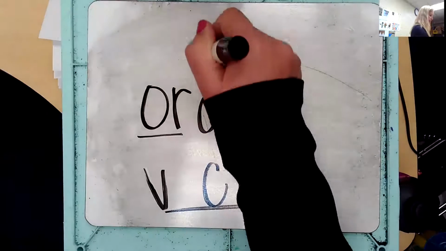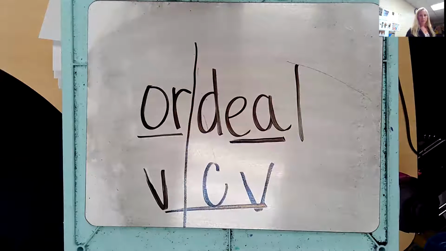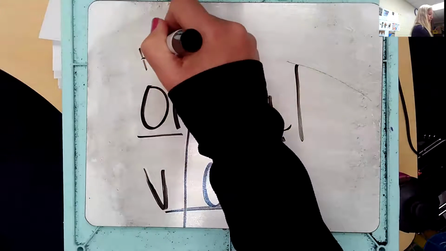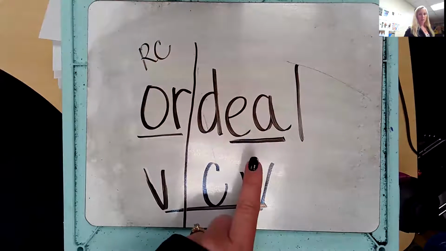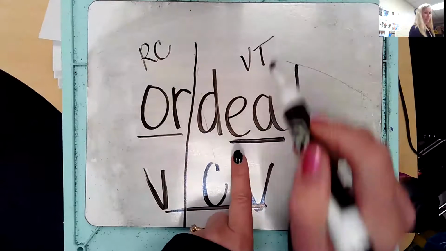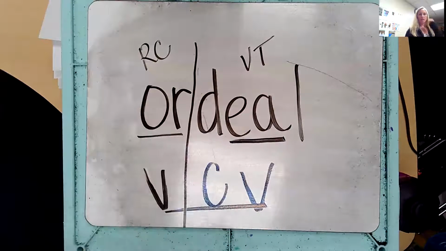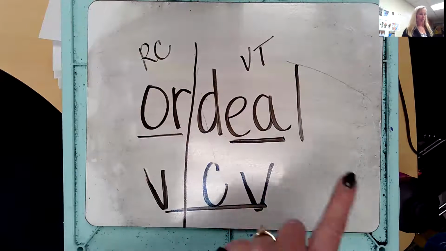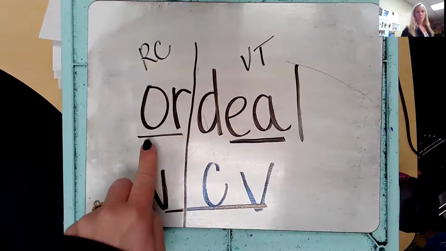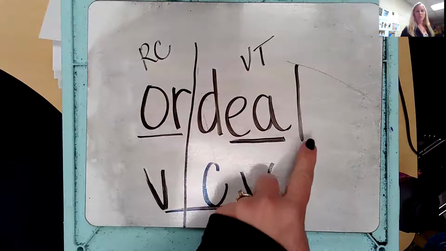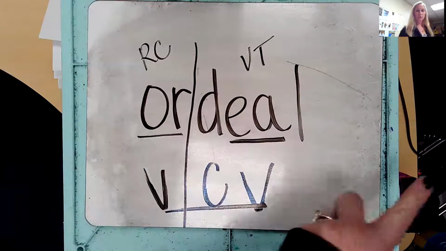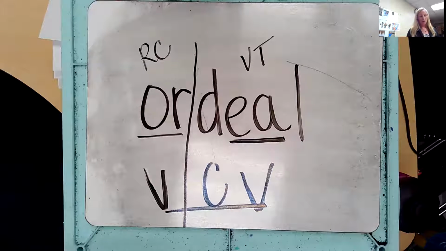Let's try it. There it is. What do we have here? A vowel with an R is another R control. Over here, look up. I have a vowel team. Okay, I know that OR says or. I know that EA says E. Let's read it. Or, deal, ordeal. Say it fast, ordeal. This is probably a new word for you.